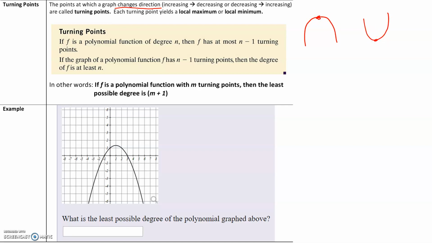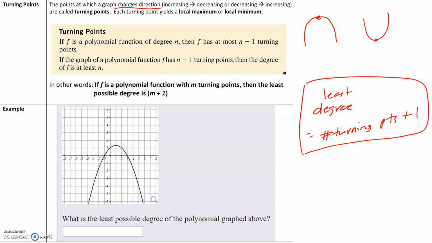Now, here is what we need to know about turning points. If f is a polynomial function with a degree n, then it has at most n minus 1 turning points. So that kind of is weird, like it's backwards. So basically, if f has n minus 1 turning points, the degree of f is at least n. So the least degree is always equal to the number of turning points plus 1. The least possible degree of a polynomial is the number of turning points plus 1.